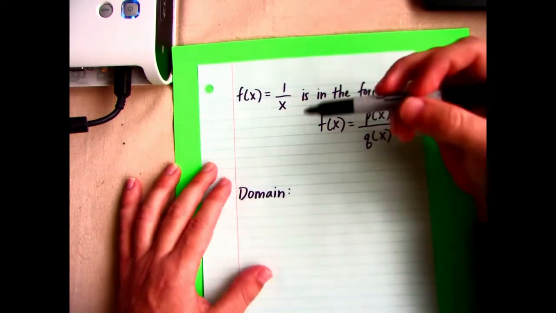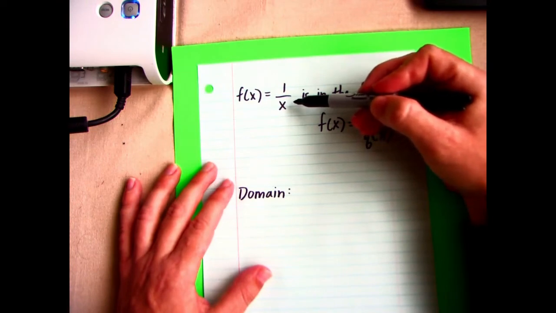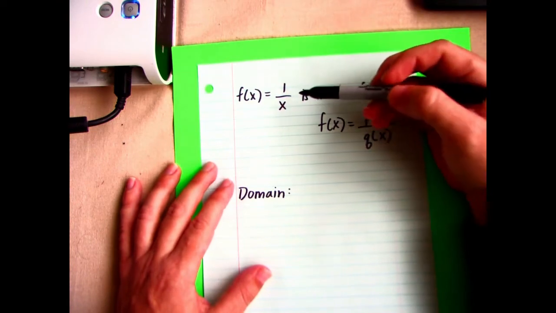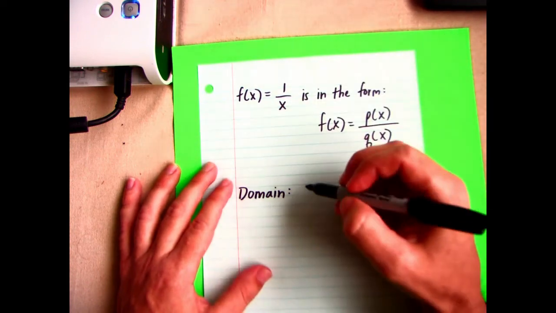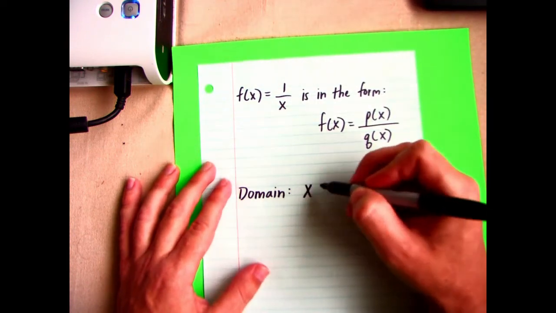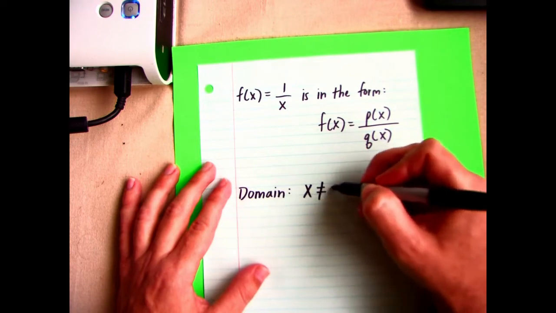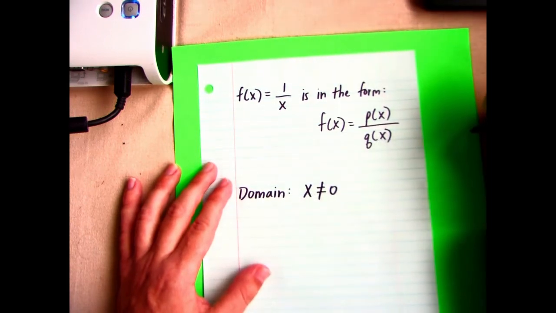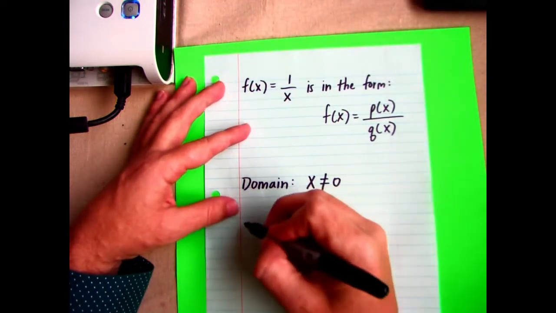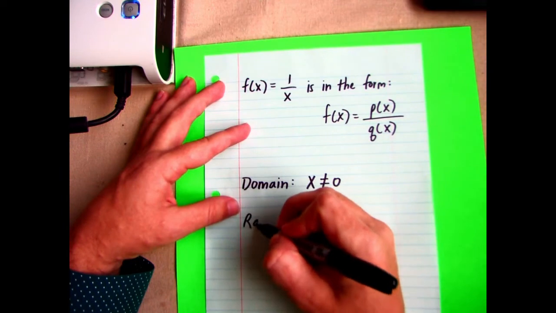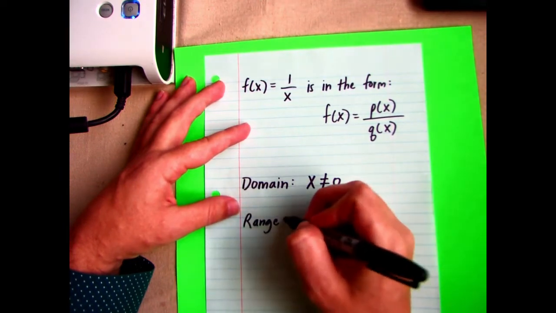So I want to graph this. First, I want to know what the domain is. So we think about what are possible values of x, or also what can x not be. Since x is in the denominator, x cannot be 0. Our domain is x cannot be 0. The range is a little bit harder to identify.